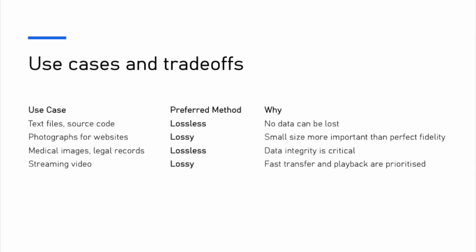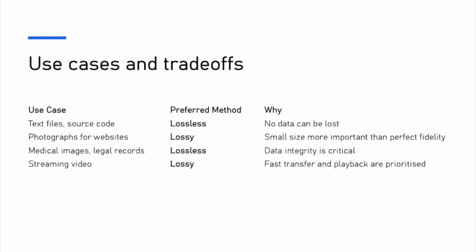Now, just like the other ones, you need to be aware of scenarios and you need to justify which method is suitable and why. So on screen, you see a few use cases and preferred methods and trade-offs. So let's look at text files and source code. For that, lossless is preferred because no data can be lost. For photographs for websites, we use the lossy compression method because small size is more important than perfect fidelity or quality. For medical images or legal records, we'd use lossless because data integrity is critical in these situations. For streaming video or audio, lossy method is preferred because fast transfer and playback are prioritized.